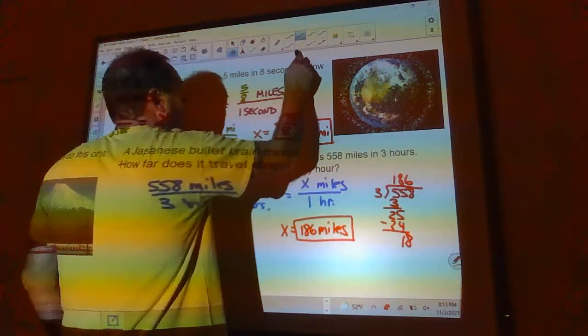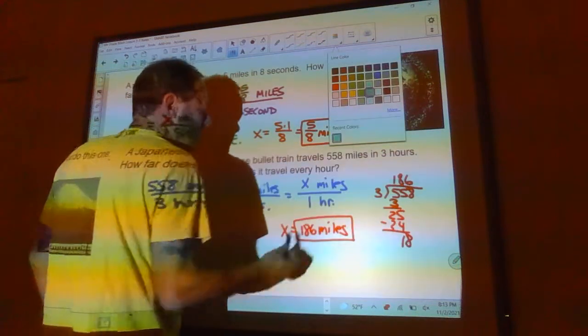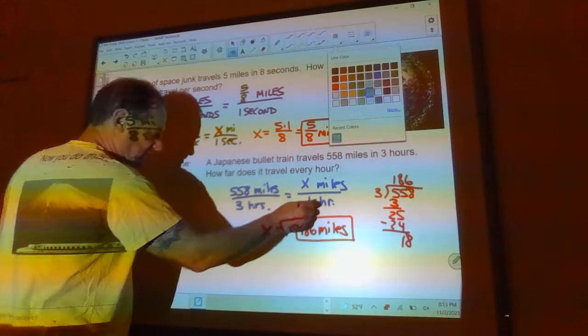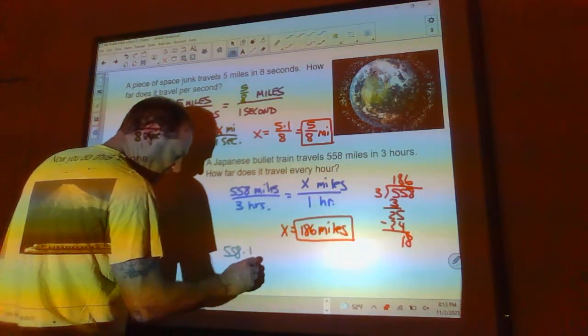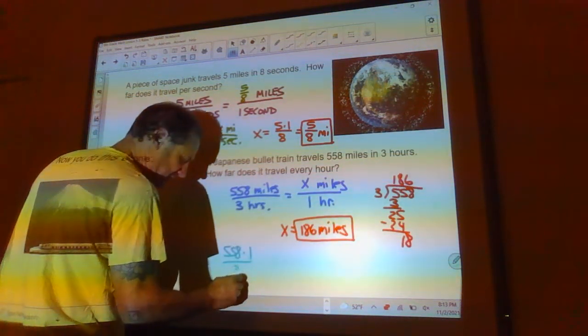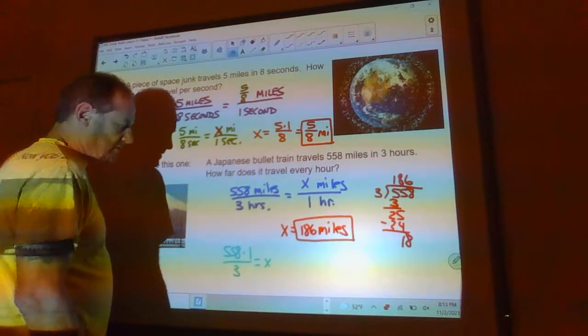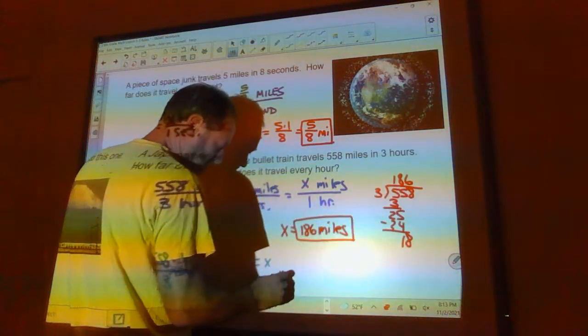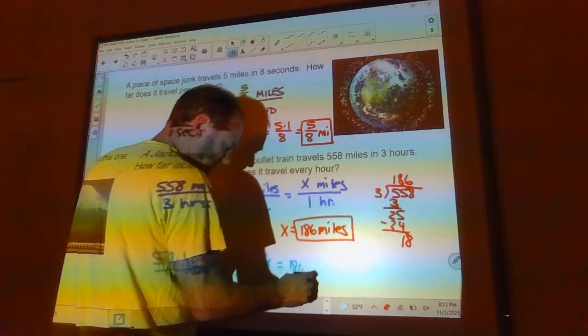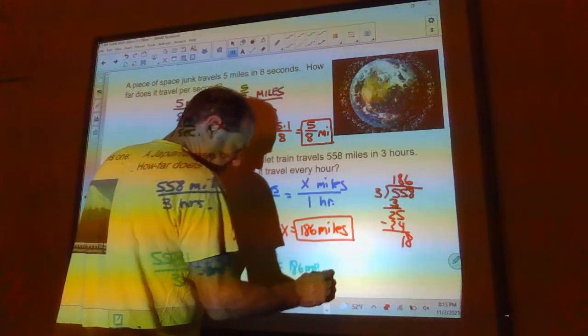Okay, if I was going to do it with a proportion, I would just take the two numbers diagonal from each other. That'd be 558 times 1 divided by the other number, which is 3. That's going to equal X. And that's going to be 558 divided by 3, which is going to be the same thing as this, which is going to be 186 miles per hour.